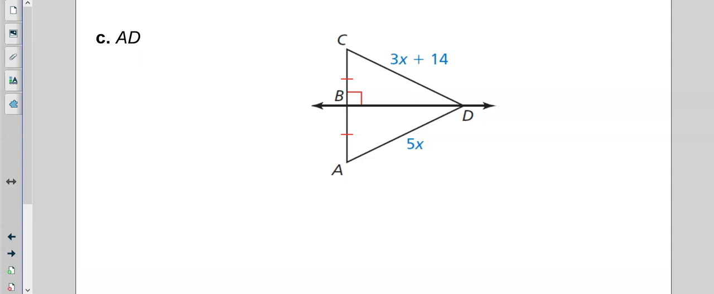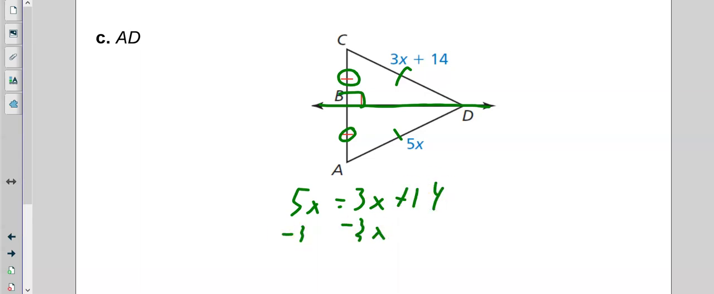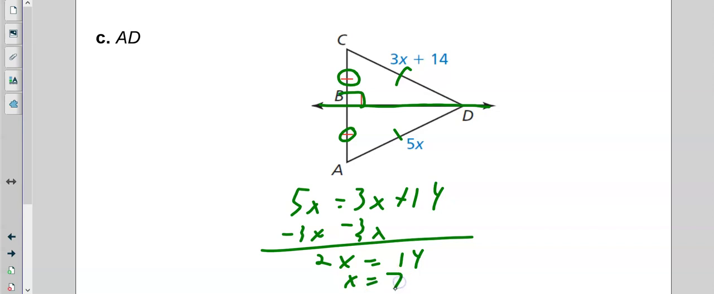All right, now a little algebra. We again see that these two segments are equal, so this is a bisector, which happens to be perpendicular. That means this is equal to this. So we just write this is equal to this and solve. We subtract 3x from both sides. That gives us 2x equals 14. And if we divide by 2, x is 7.